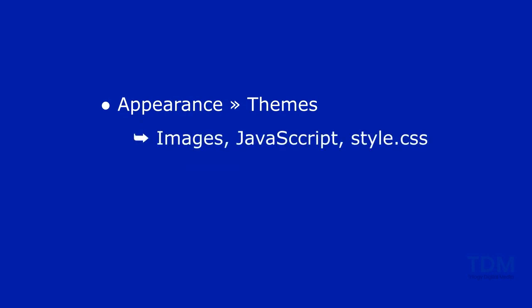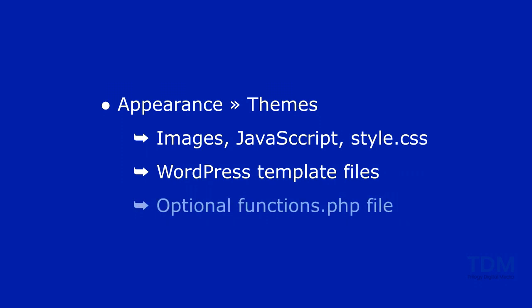Themes generally consist of three parts. One is images, JavaScript files, and the style.css file. The other is WordPress template files. And finally, an optional functions.php file that will allow changes to be made to the theme. Every theme must have a unique style.css file.